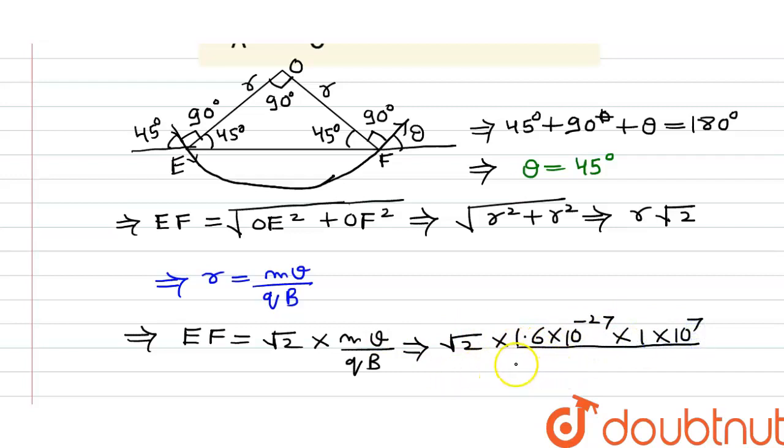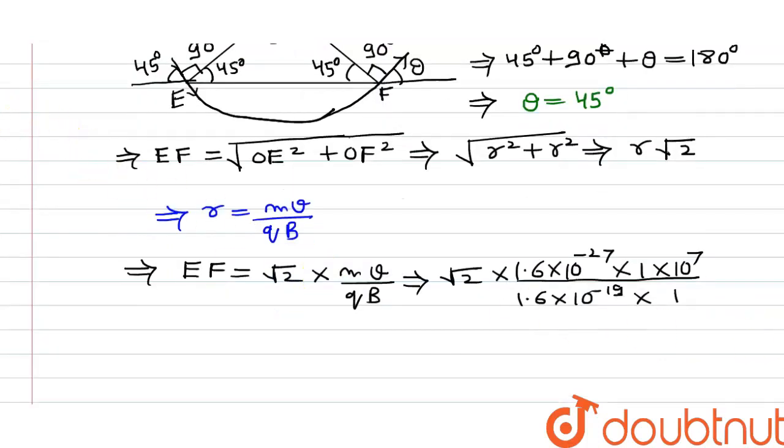Divide by what is the value of Q? It is 1.6 into 10 raised to minus 19 multiplied by B. What is the value of magnetic field? It is 1 Tesla. So after solving this, we will get our final answer, which is the value of EF. So our final answer value of EF will be 0.14 meter.